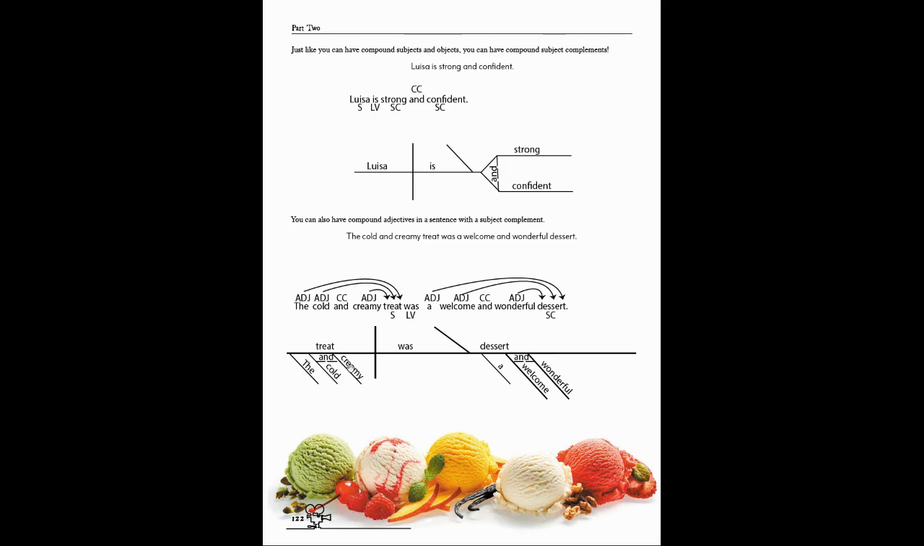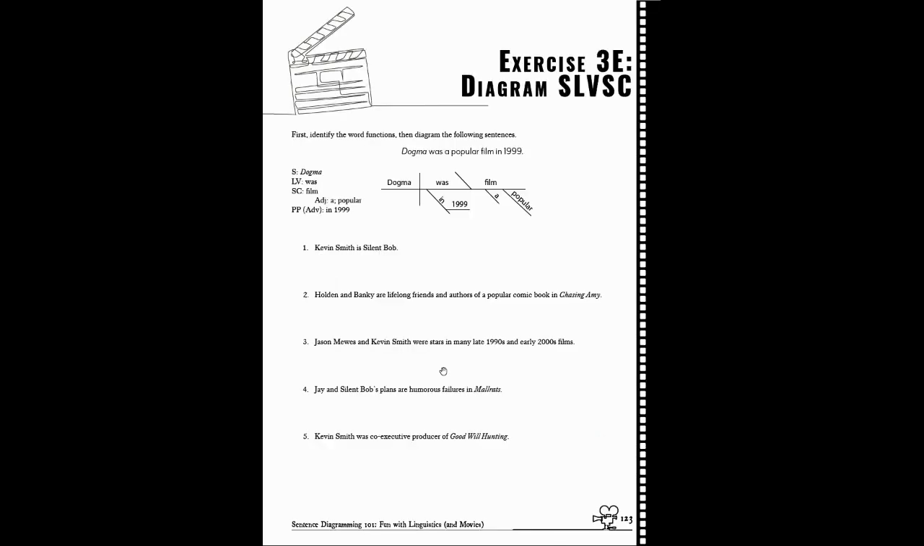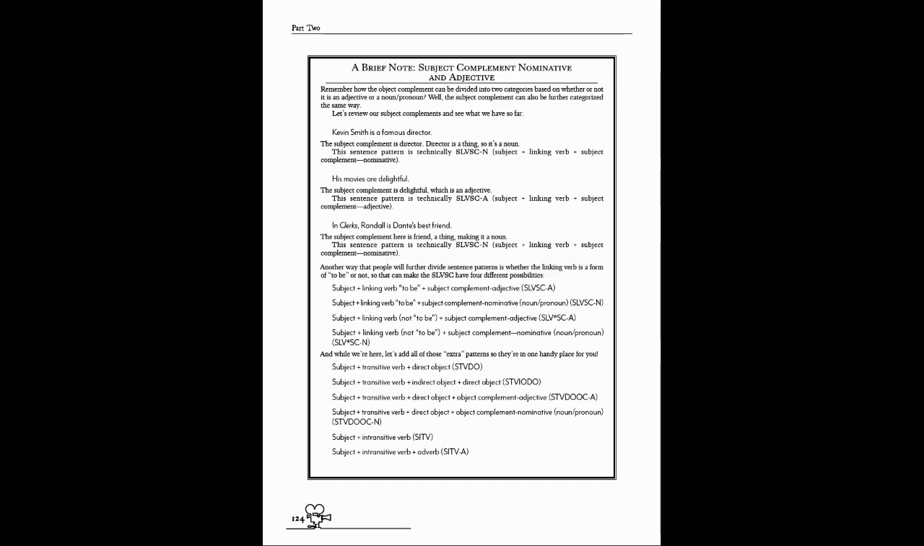And in that case, you do it sideways. So you put your adjectives down and then you put the "and" on a horizontal line. Now, take a minute to pause and do exercise 3E and practice diagramming your SLVSCs, and then watch the video and check your answers. But before we end, I'm just going to move on because there's a little bit of a review at the end of chapter 3.